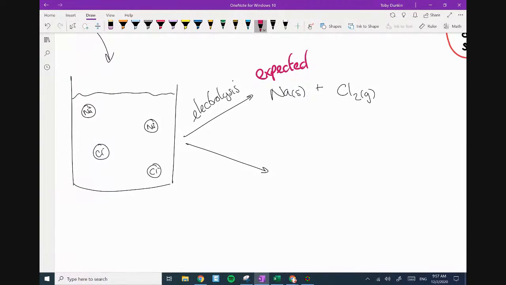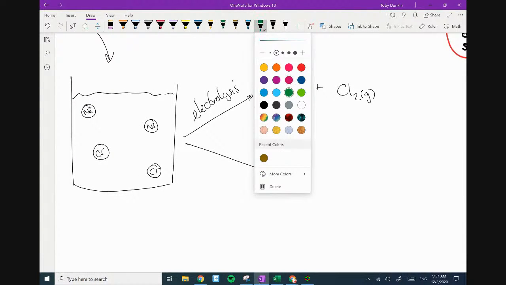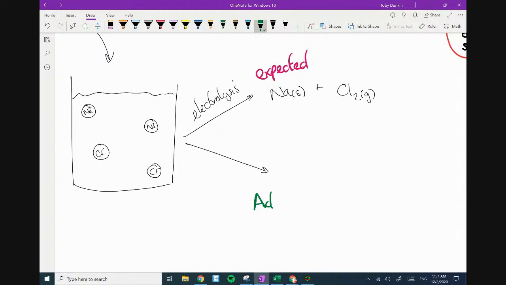But in reality, what did they actually get? Actually, they got this. And this is something I would usually demo. What they actually got was hydrogen gas, chlorine gas, and sodium hydroxide. They got 3 products, and that's aqueous. And they were like, oh, that's really, really odd.